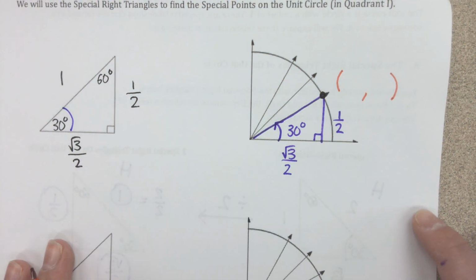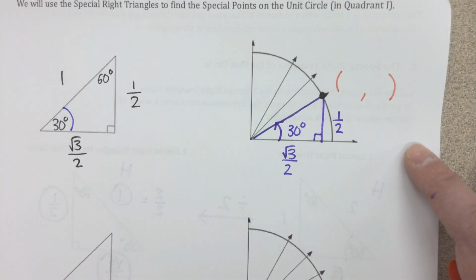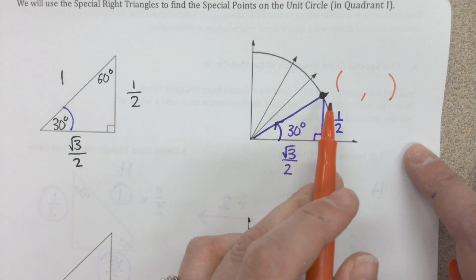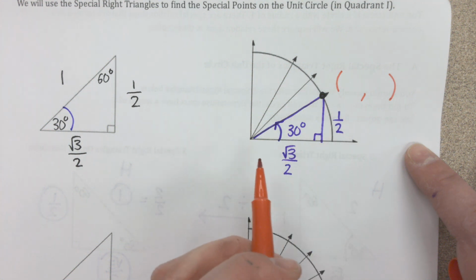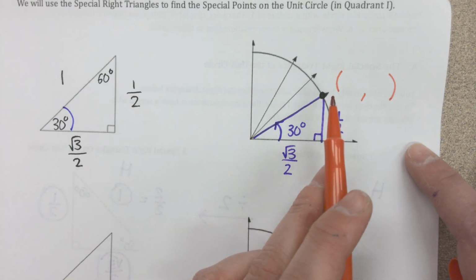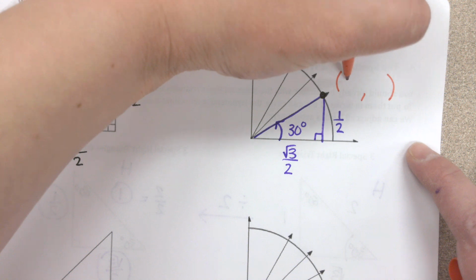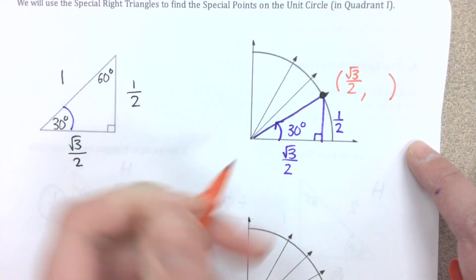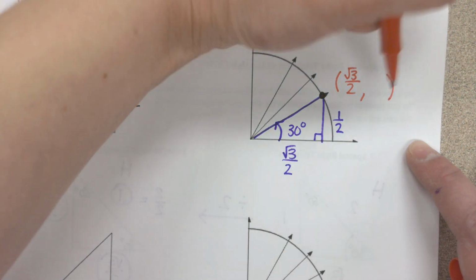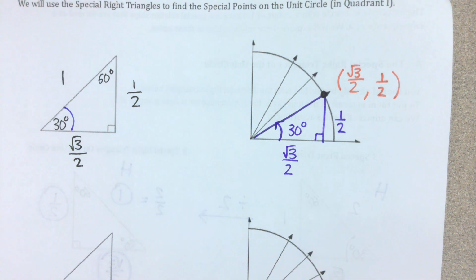Devin? 1. Not 1, because the 1's a hypotenuse, the diagonal. Oh. So we're looking horizontal and then vertical. Square root 3. Yes. Good. Square root 3 over 2. The y is a half. It's the size of the triangle.